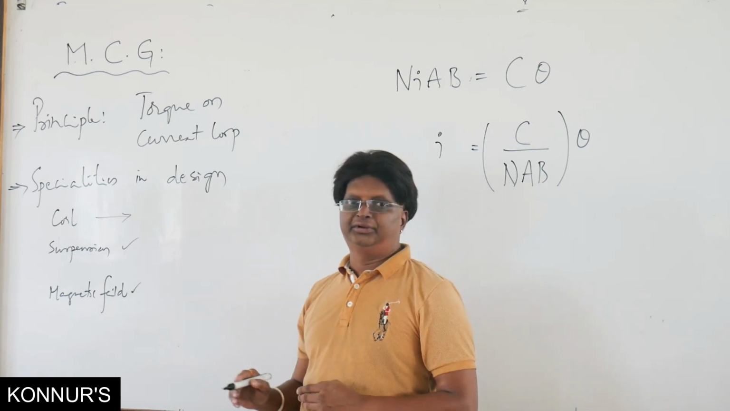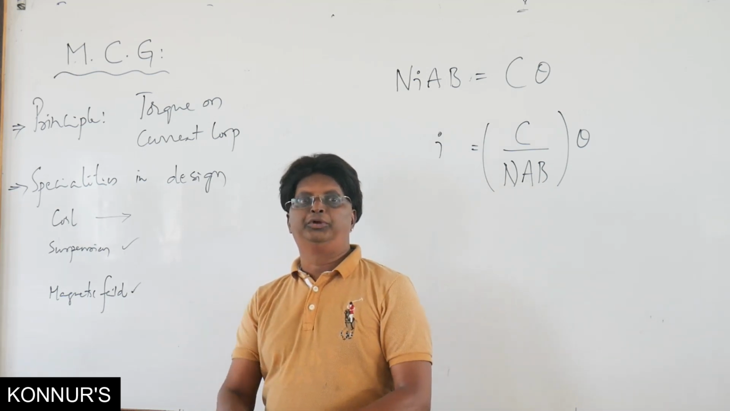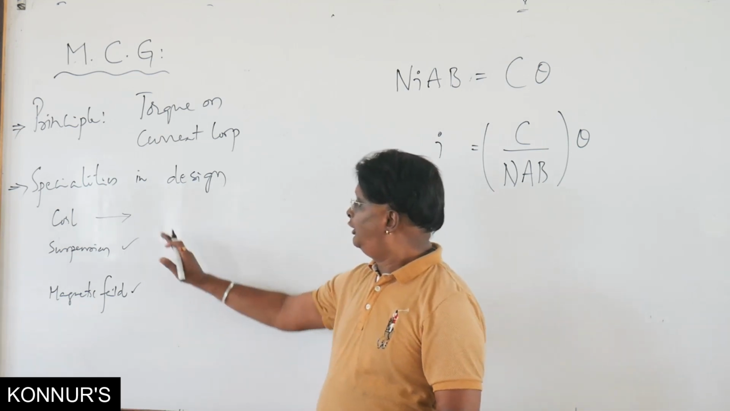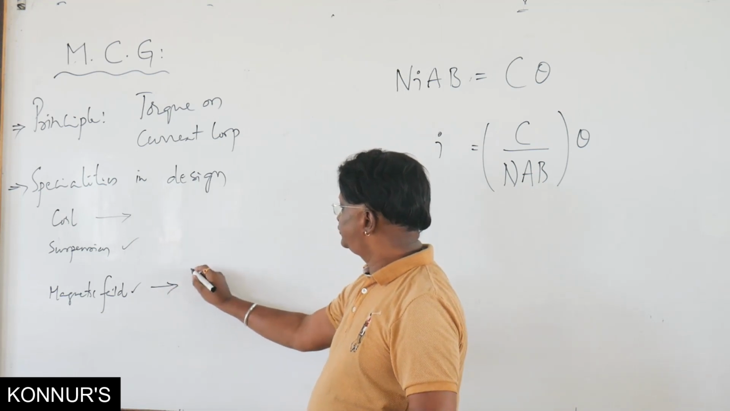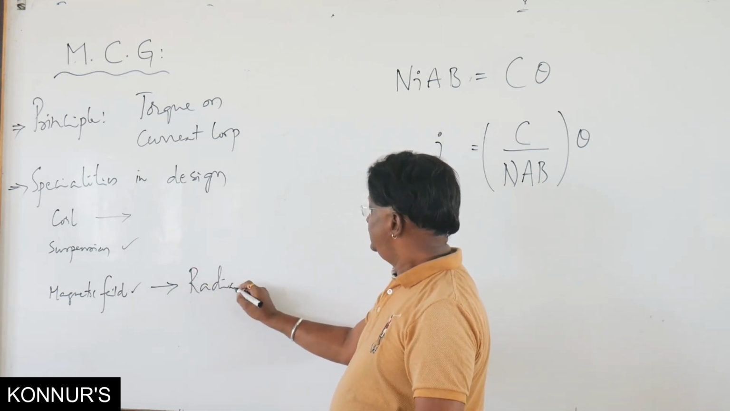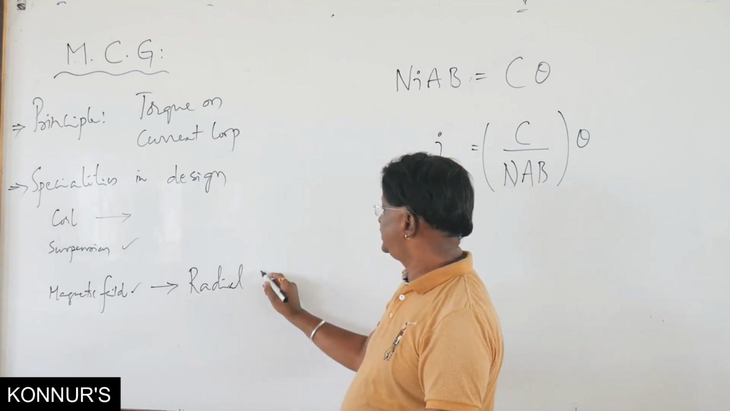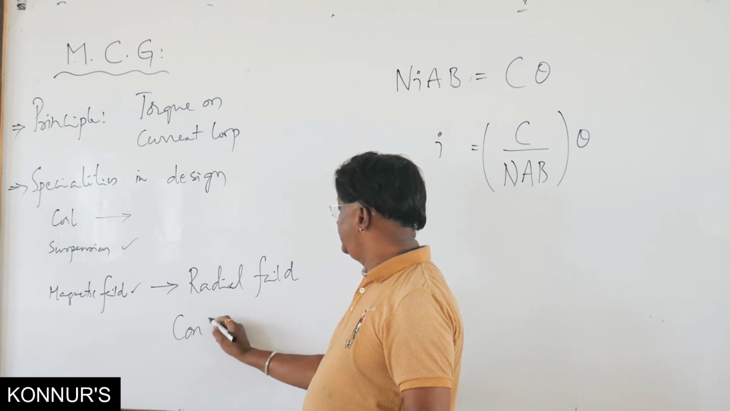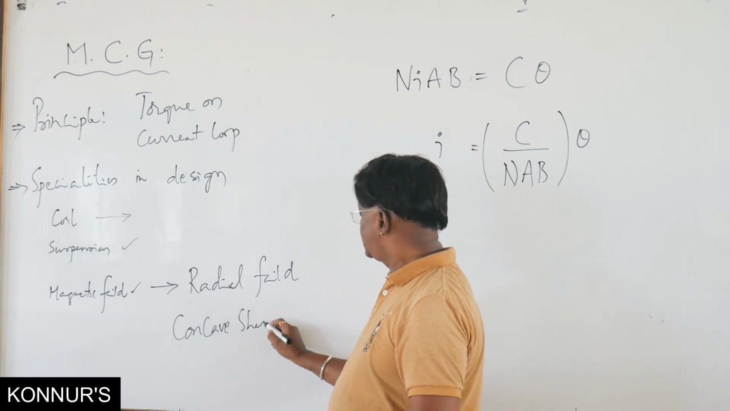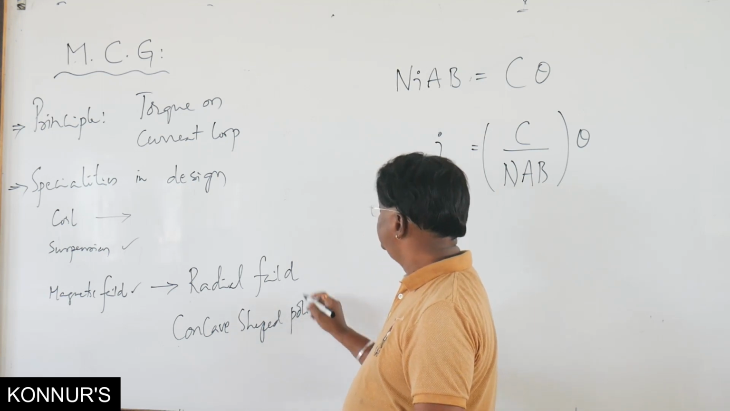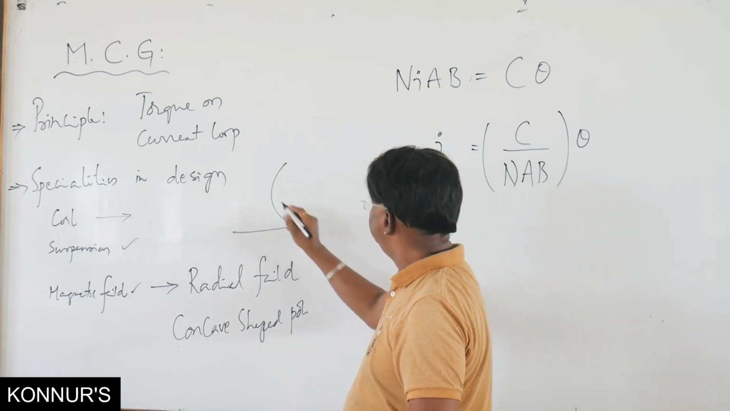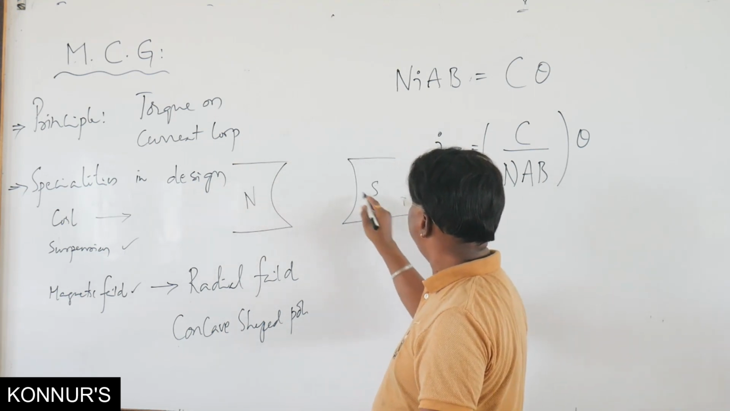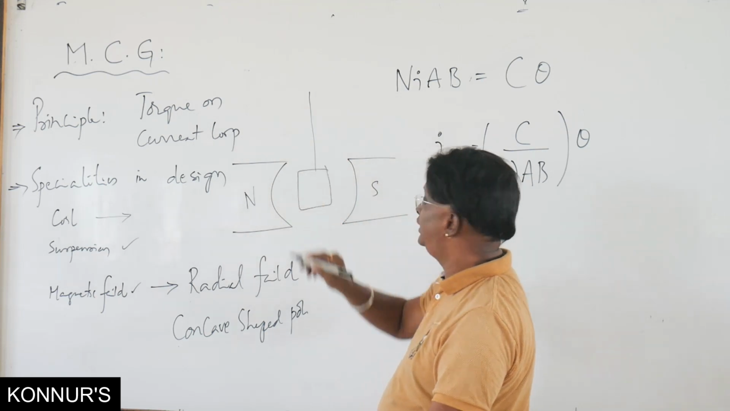Now regarding magnetic field. Here, we don't apply an ordinary magnetic field on this coil. Rather, magnetic field is what is called a radial magnetic field. Remember, the magnetic field in the case of moving coil galvanometer is radial magnetic field, and it is produced by concave shaped poles. Concave shaped poles, because if you remember your design, these are the magnetic poles, north pole and south pole, in which we are suspending the coil.